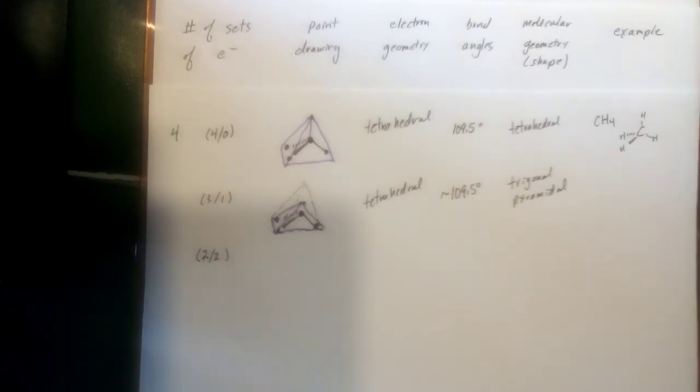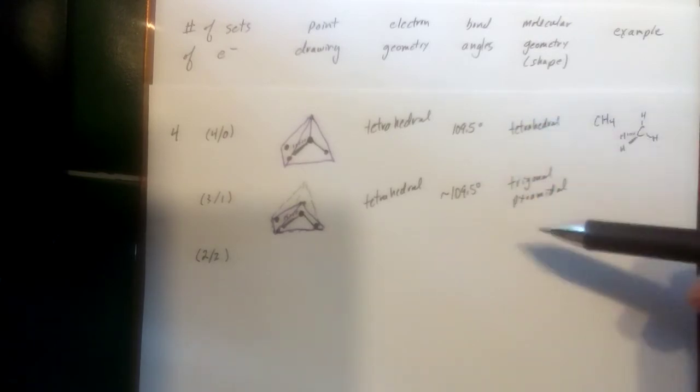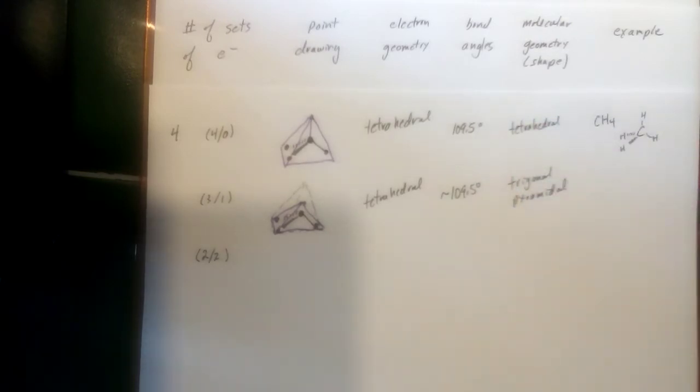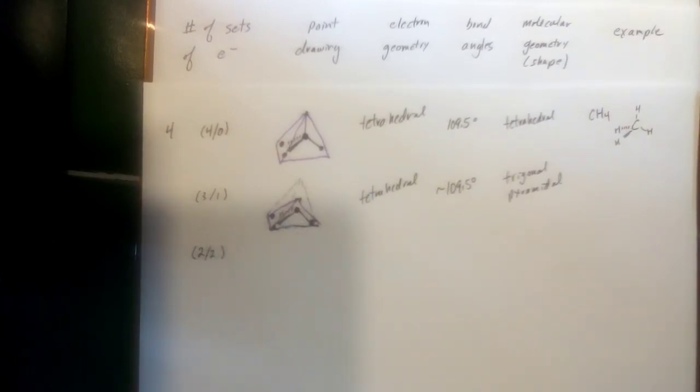Right? It's a triangle-based pyramid. That distinguishes it from a tetrahedral because in tetrahedral, all 4 sides are the same. In a trigonal pyramid, the sides do not have to be the same. In fact, 3 of the sides are smaller than the 4th side there.